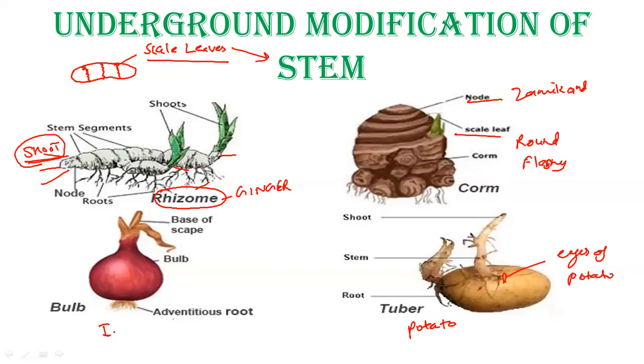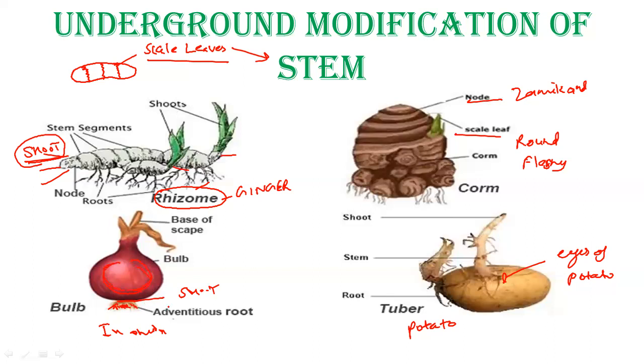Bulb in onion and garlic. See, in this bulb, these are the adventitious roots below. And here is the small disc of shoot present, which bears this bulb of leaves, fleshy leaves.